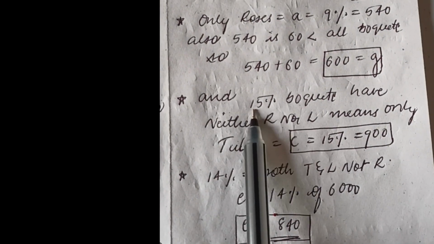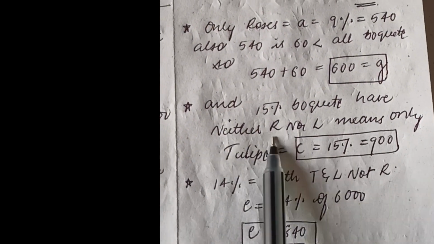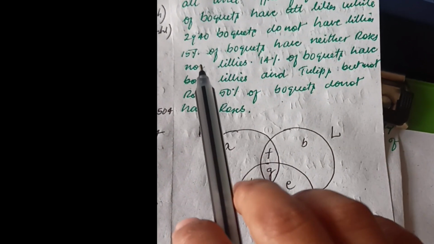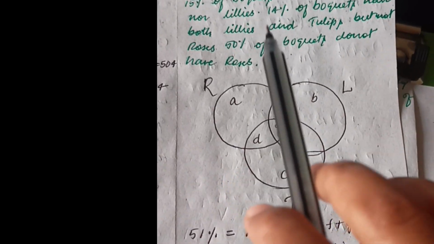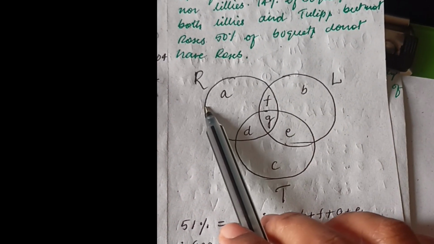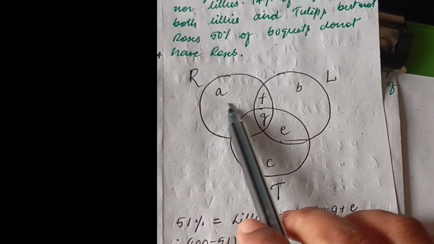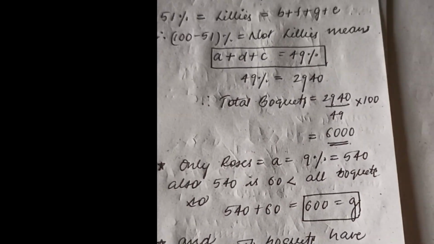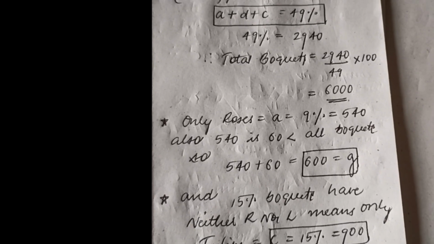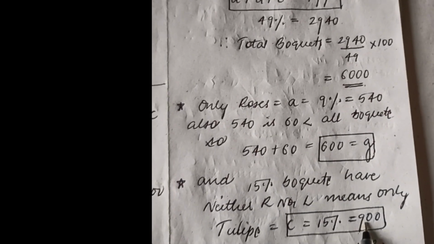Then also 15% of bouquets have neither roses nor lilies, which means only tulips. Neither roses nor lilies means only tulips, only this part, C. So C will be equal to 15%. 15% of 6000 will be equal to 900.